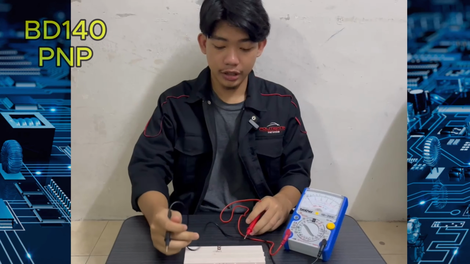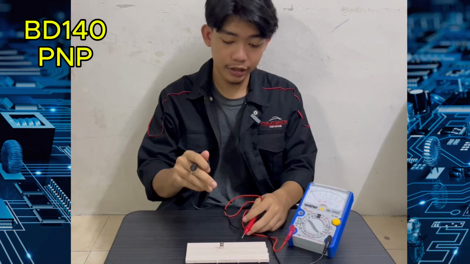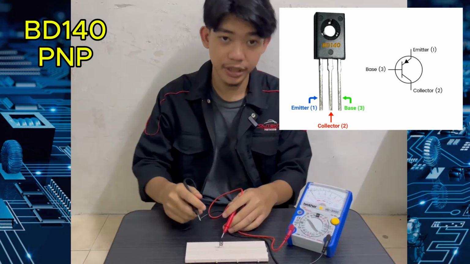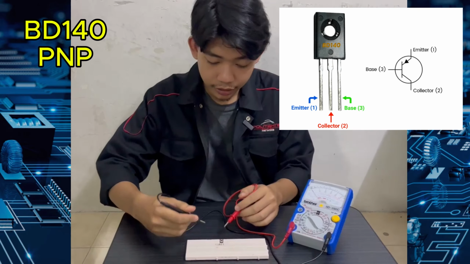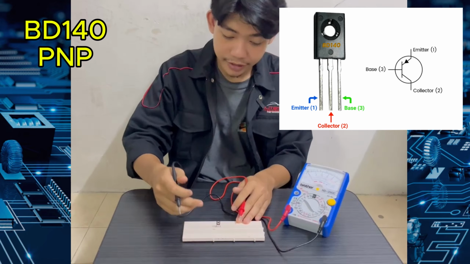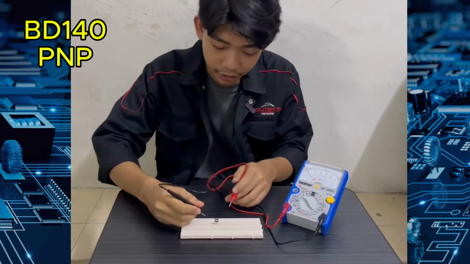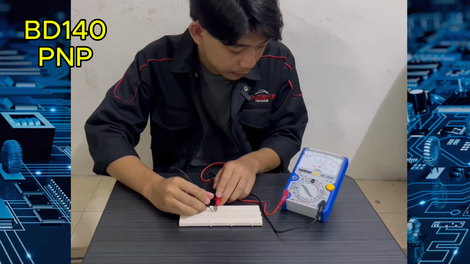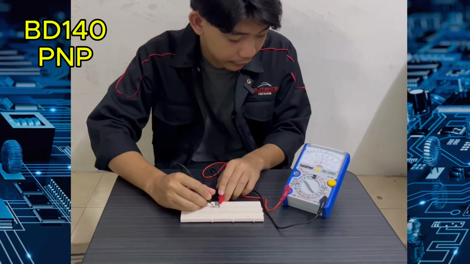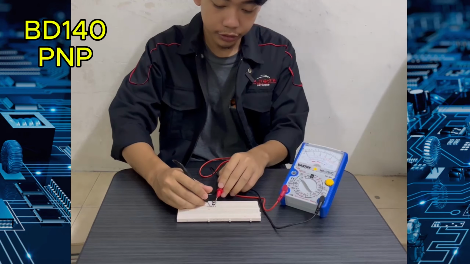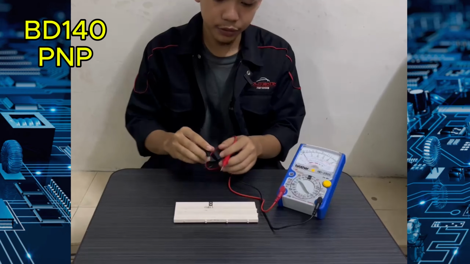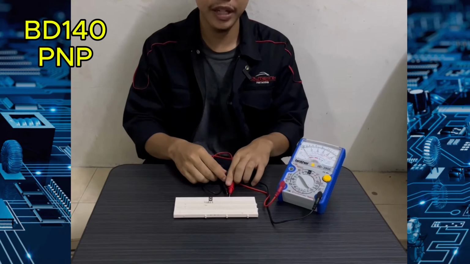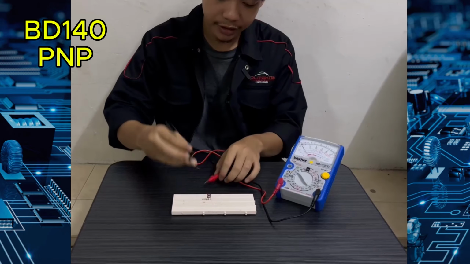I want to identify the terminals of the transistor, reading 140. So I identify the right terminal as the base. I put the negative at the middle terminal and the positive at the left terminal. So two terminals have a value. So this transistor is PNP and the right terminal is the base.